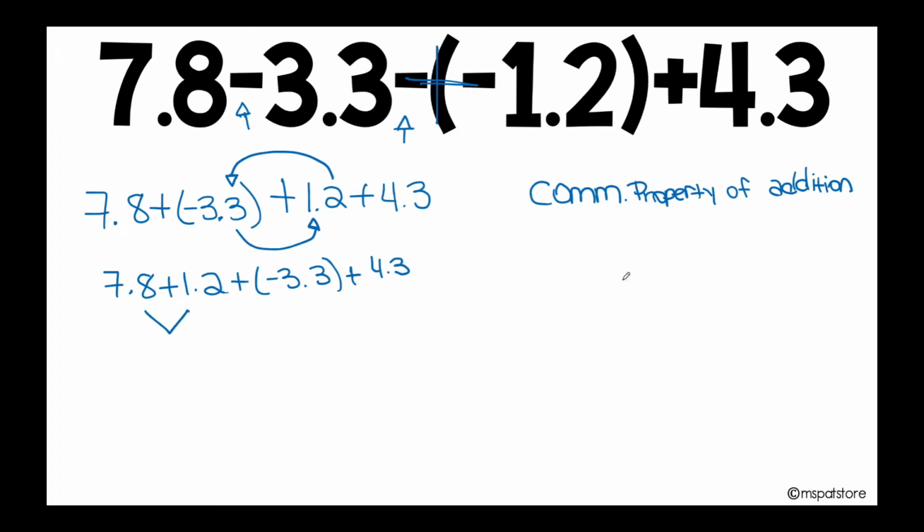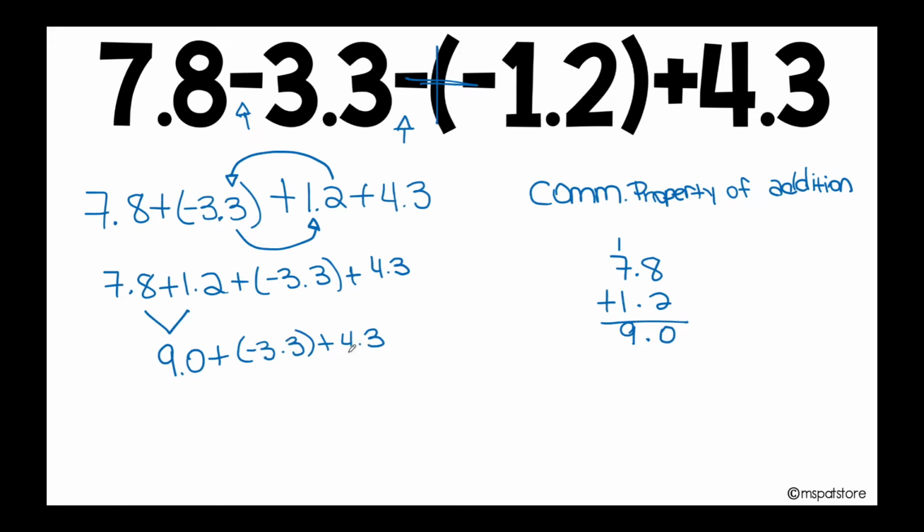Because when I add 7 and 8 tenths plus 1 and 2 tenths, let me do it right here. Don't forget to line up the decimal point. 8 plus 2 is 10. Bring down the decimal point. Now my answer is 9 wholes. You can put it just as plain 9, or you can put the decimal point and the 0. It's the same. Now I'm going to bring down the other two terms that I did not use: plus negative 3 and 3 tenths plus positive 4 and 3 tenths.